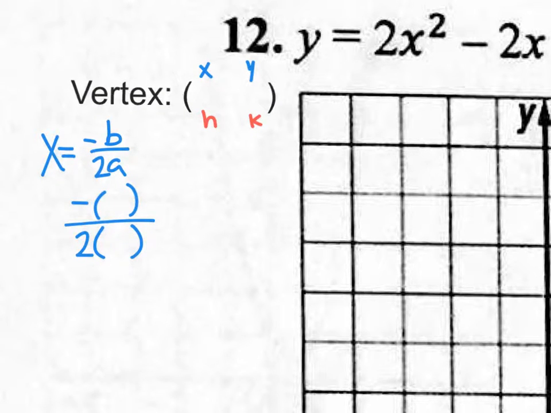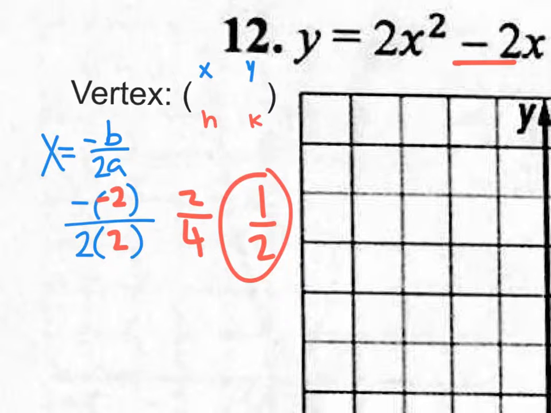We can clearly see that our b value is negative 2, so we plug in negative 2 where the b is, and the a value is 2. So we end up with positive 2 over 4, which means that our x value is 1/2. And we plug that x value of 1/2 into the x value of the vertex.